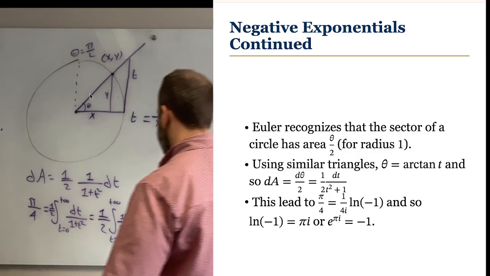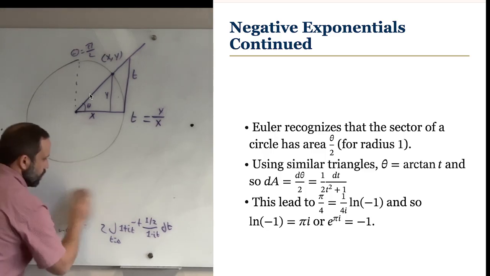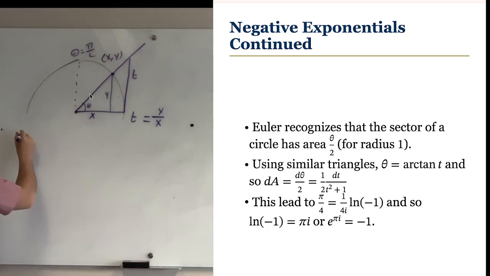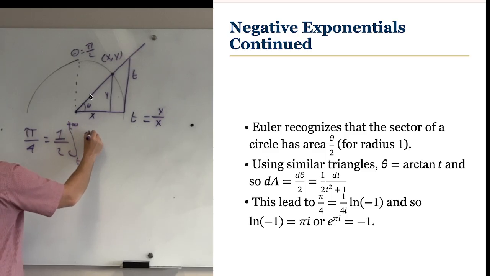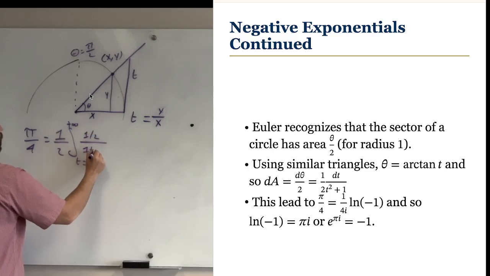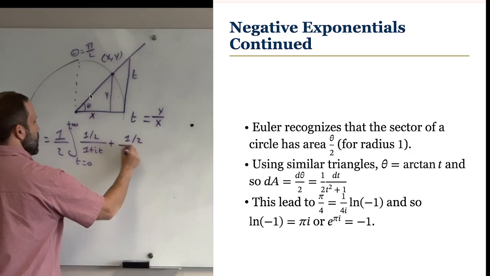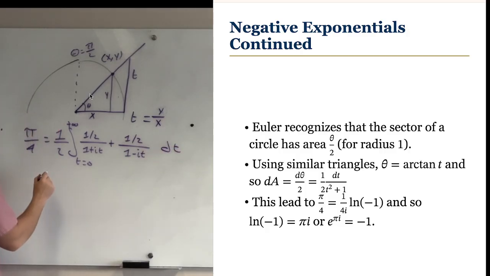Well, now this is an integral that we can compute. I'm going to just copy everything and move it up here. And since we don't need the bottom part of that circle, we're going to get pi over 4 is equal to 1/2 the integral t equals 0 to infinity of 1/2 over 1 plus it plus 1/2 over 1 minus it dt. We're going to just do the formulas here.